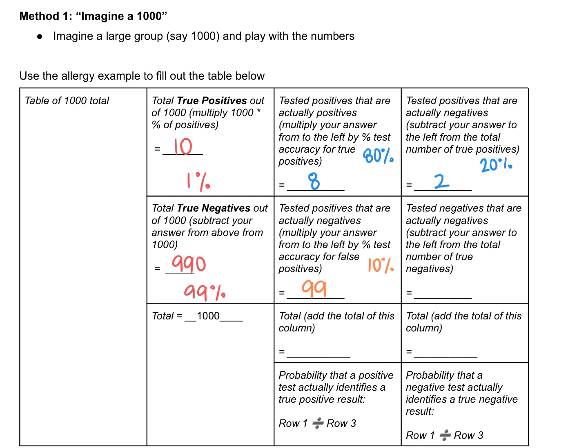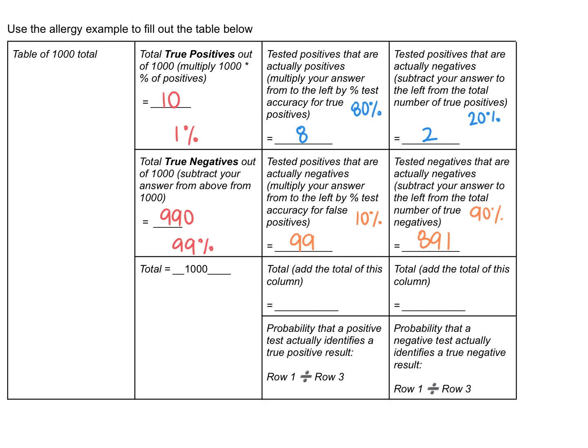So now we're going to look at our negatives. Those are the people who test negative and are actually negative, which we know the test comes back 90%. So 90% of 990 is 891. So now we're going to find our totals. The total number of people who test positive is 107. And the total number of people who test negative is 893.